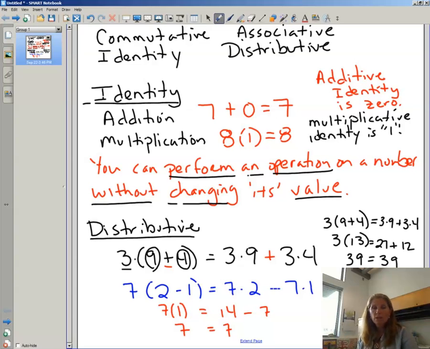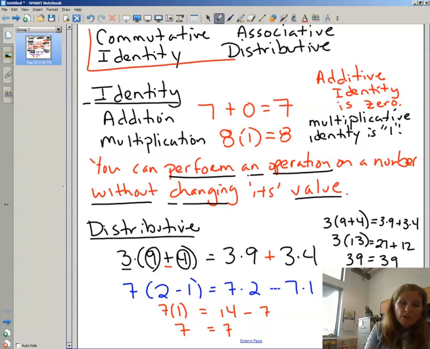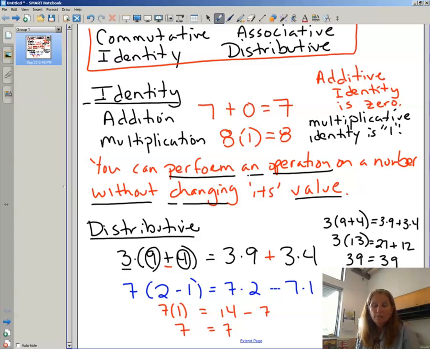Okay, these are the 4 properties that I would like you to know. The commutative property has to do with order. The associative property has to do with grouping. And the identity property has to do with a number's value not changing. Those are the 3 things. And distributive is a little harder to say in words like that, but we can prove it at least, so it's kind of a nice visual.